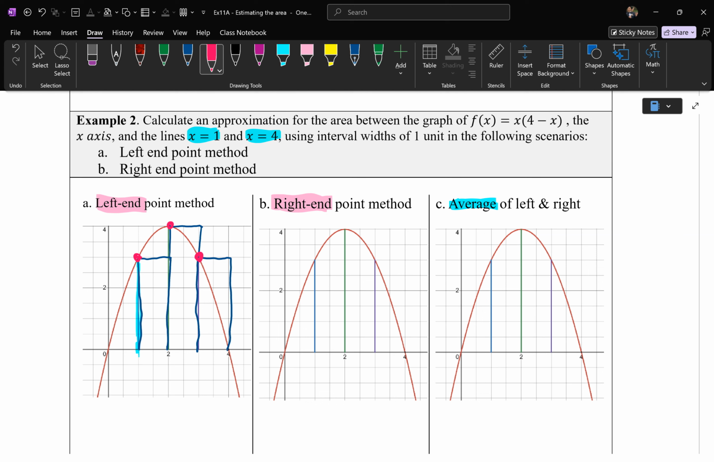Whereas in the right-hand estimate, you don't take the first one, you take the second one. So x1 is this one. That's the right-hand side. So when you draw it, this should be the point for the right-hand side of the rectangle. If you draw it out, that's how you get your first rectangle, and it's the right-hand estimate.